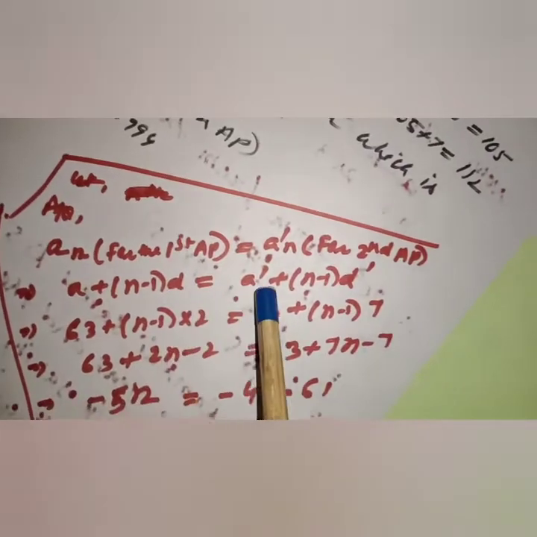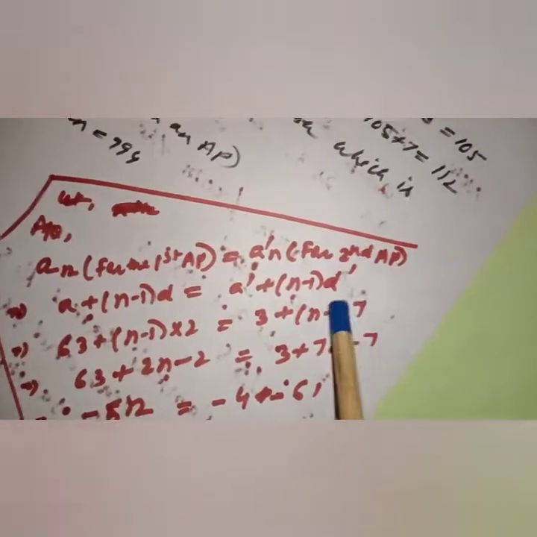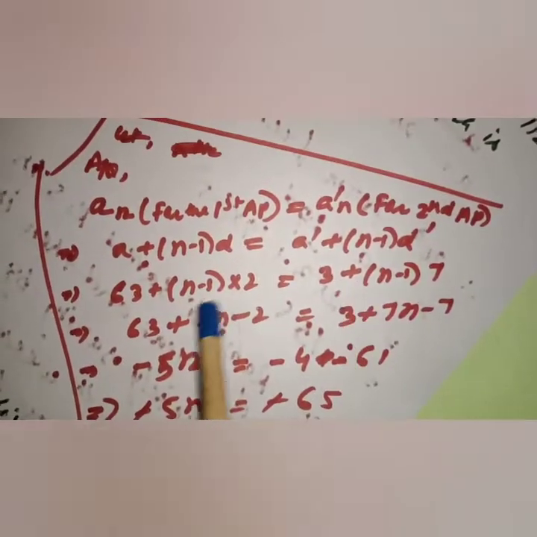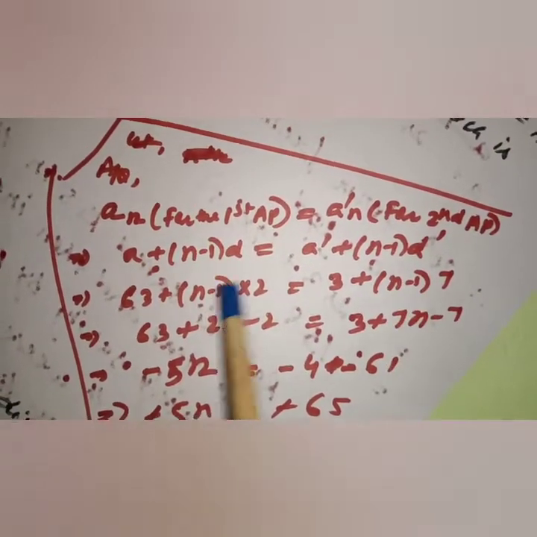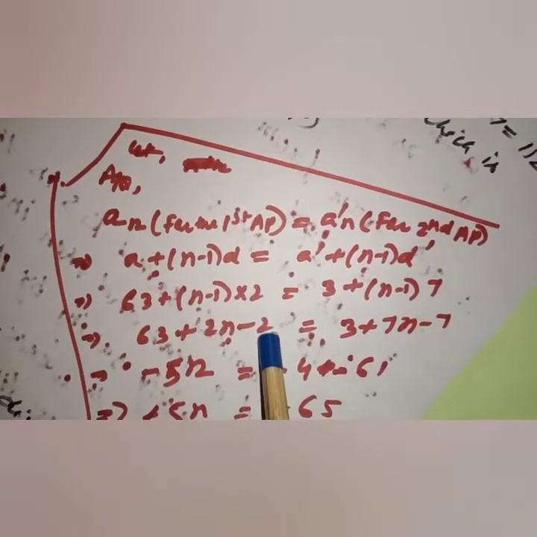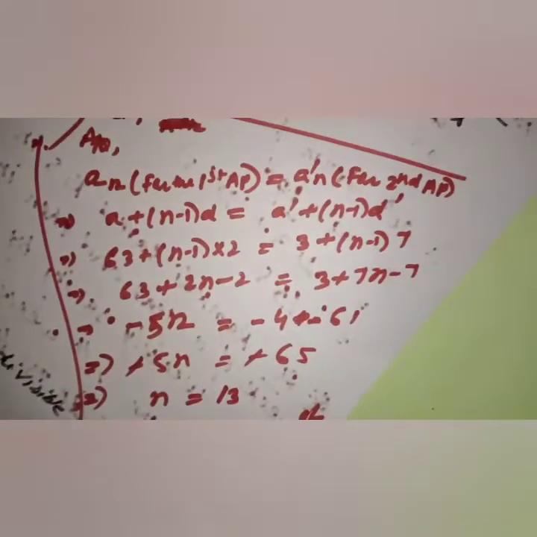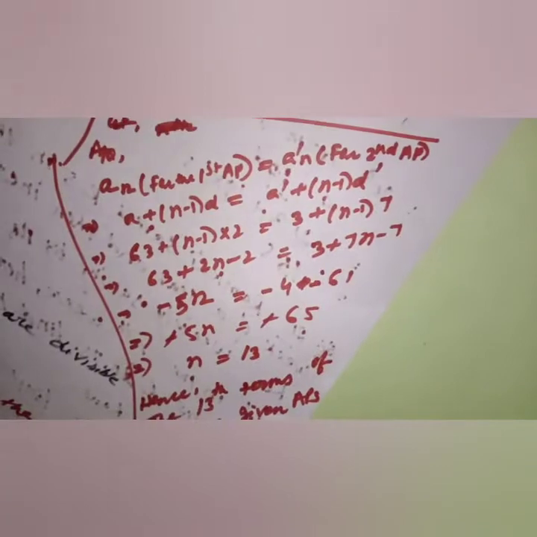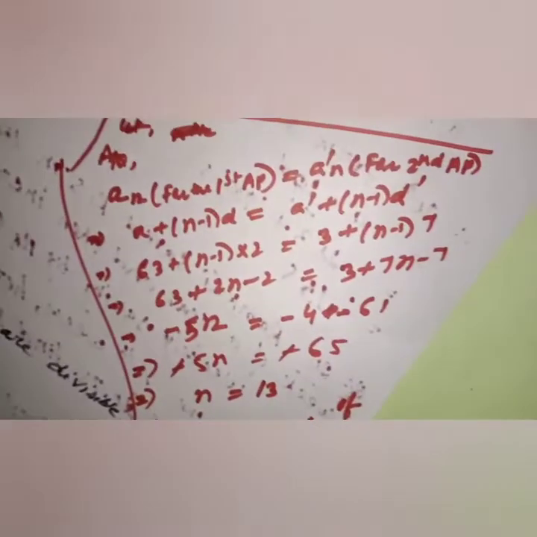Now A plus N minus 1 D equals A dash plus N minus 1 D dash, already I told you here. Okay. Now put the values. N is the same because this is the number of terms. So 2N minus 2. Because we need to find out which term of the AP, that is, for what value of N the N terms of the APs are equal.